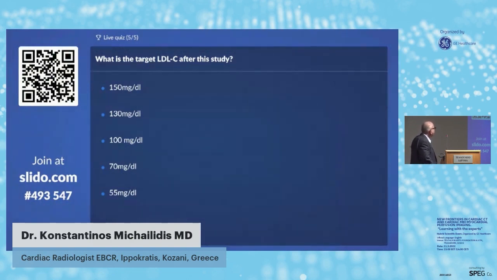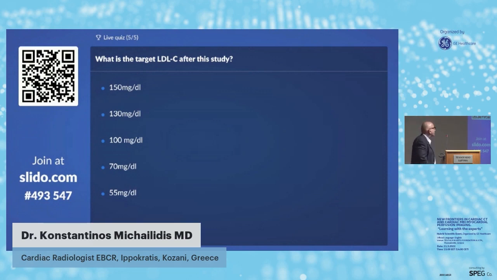Is it 150, 130, 100, 70, or 55? I have to tell you that total cholesterol, as we know it, has very minimal value in assessing a patient. All the guidelines in cardiology and most of the knowledge is produced about LDL cholesterol, and the guidelines mostly involve LDL cholesterol and the targets, and in a few cases HDL cholesterol or some other biomarkers.